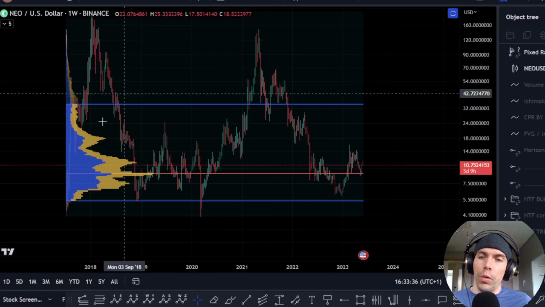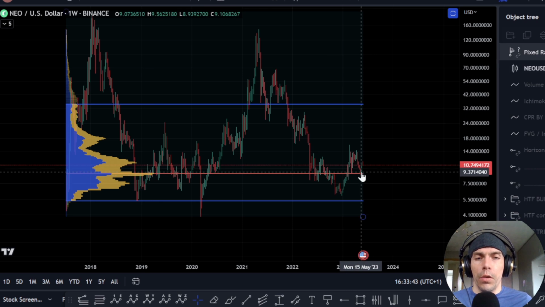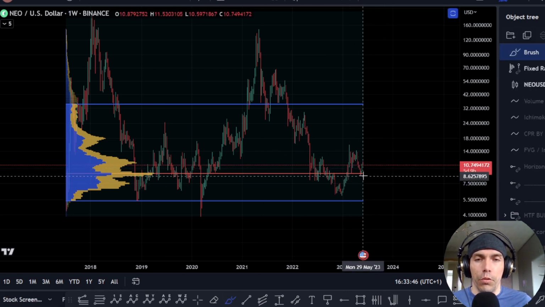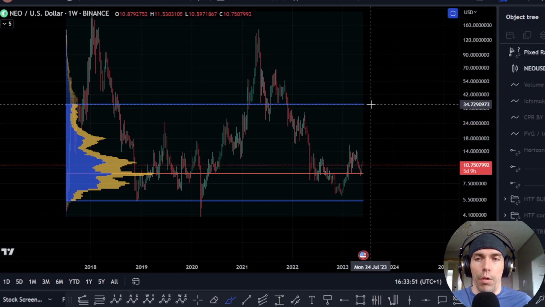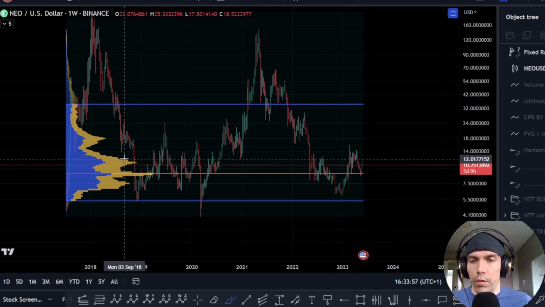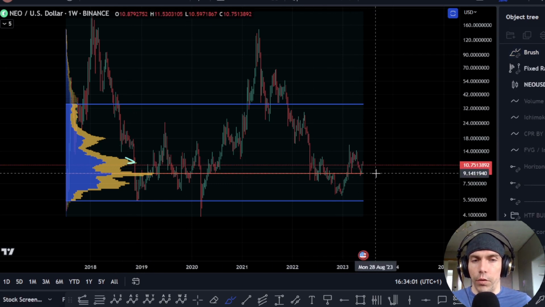Okay, so treating this whole area as a range, what we can see here is that we've actually got support of this point of control again. Now, if we are looking at this, we always have to be aware that as long as we are above this point of control, there's always the possibility we could see a move back up to this value area high. Now, this value area high is sitting here towards this 34.74. However, we can also see here that on this next volume node that we've got here, we've actually rejected off this level.